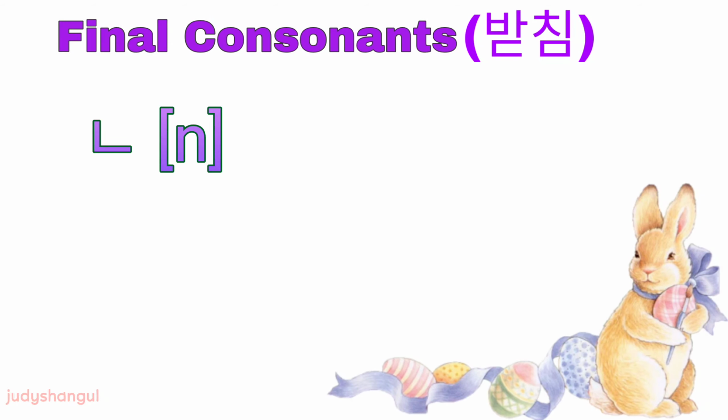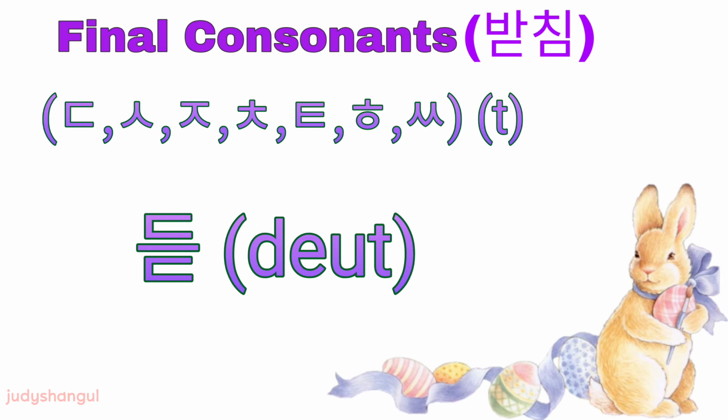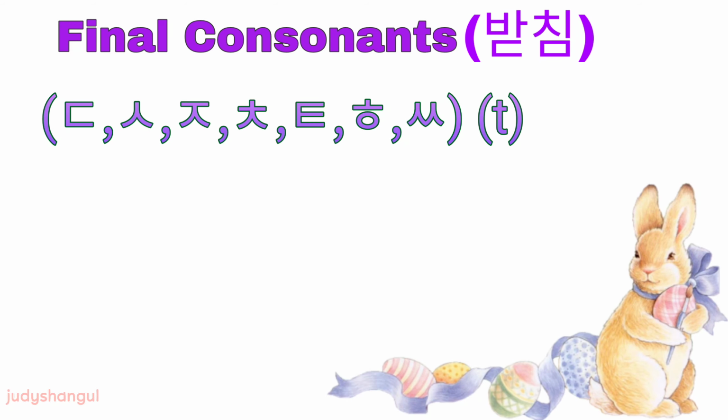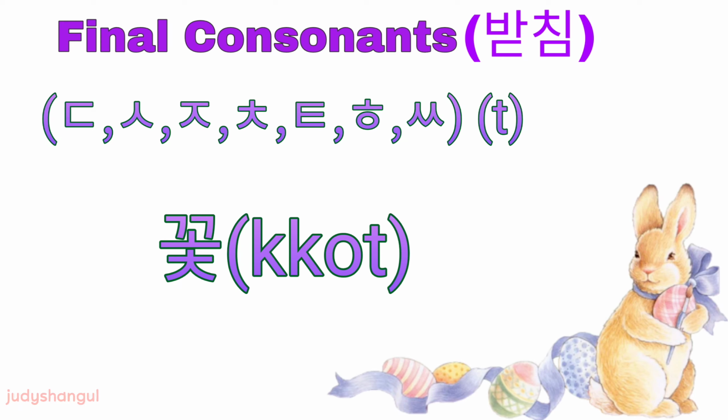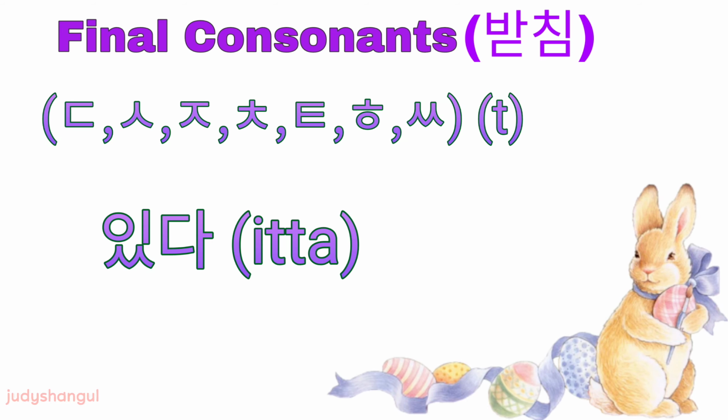니은, N sound. 한국, 잔. 디귿, 시옷, 지읒, 치읓, 티읕, 히읗, 쌍시옷. They all make a T sound as a final consonant. 듣, 빛, 옷, 셋, 낫, 꽃, 밭, 있다.